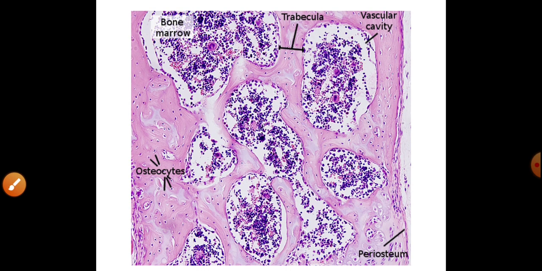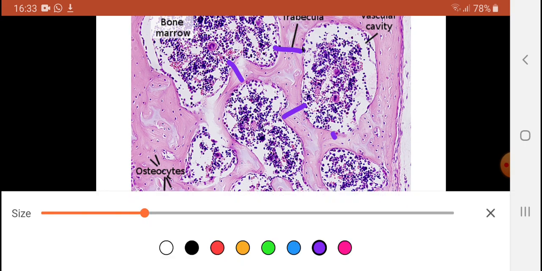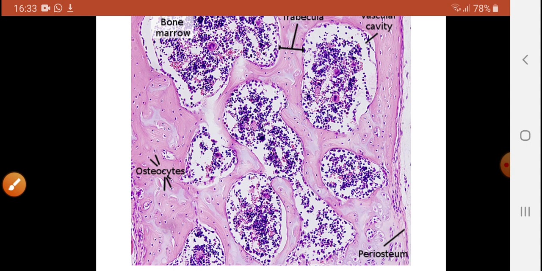Now let's look at this picture in here, which is representing a bone marrow for a spongy bone, so we can see here the trabeculae. Also we can see the osteocytes, this one, this one, this one, all of them located within the lacuna. Also we can see this part in here, which is the periosteum.